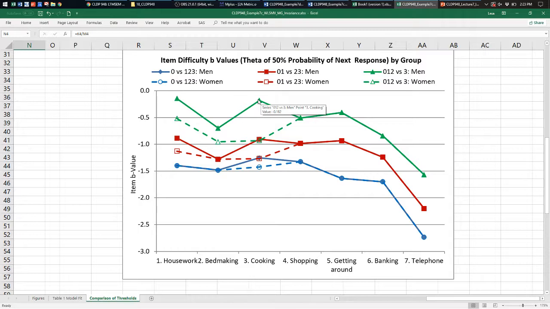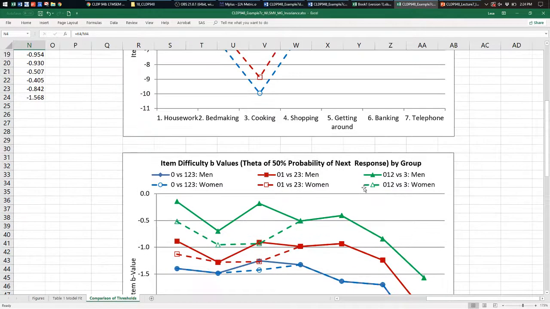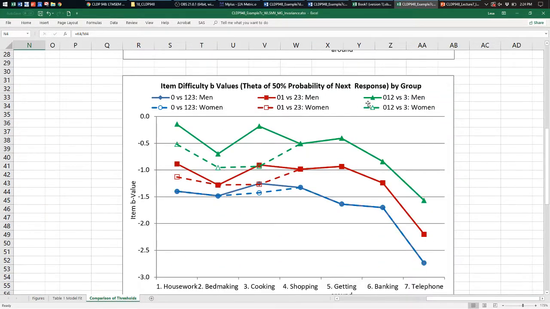So I like the B's better because it tells you how much you need in each group. So it's still in the same latent scale, but I think it's a little bit easier to work with. The only thing to keep in mind is that the variance is only 1 in men, whereas it's less than 1 in women. So either way, if you want to talk about them in thresholds or B values, the idea is that these factor mean differences are only referring to some of the items. So are women less able than men? Yes, except when it comes to cooking.